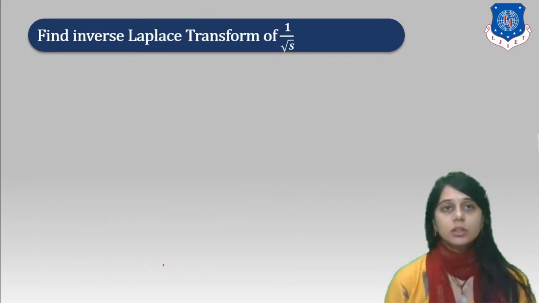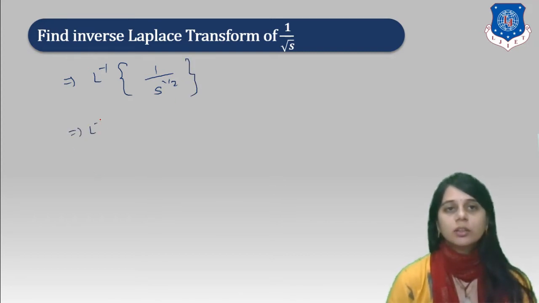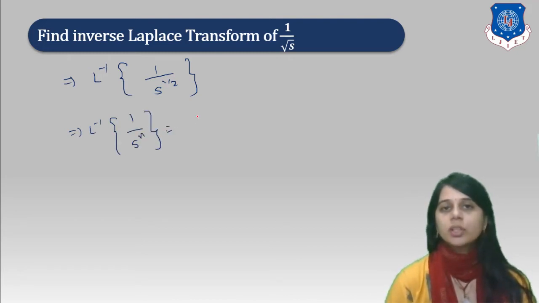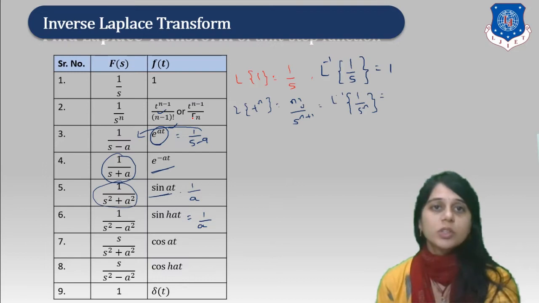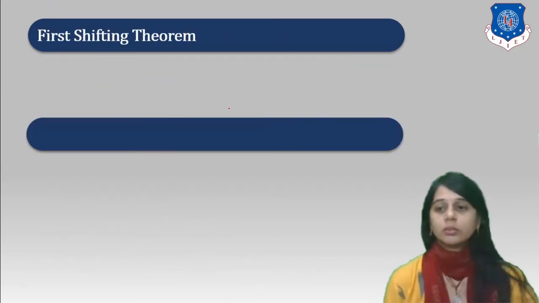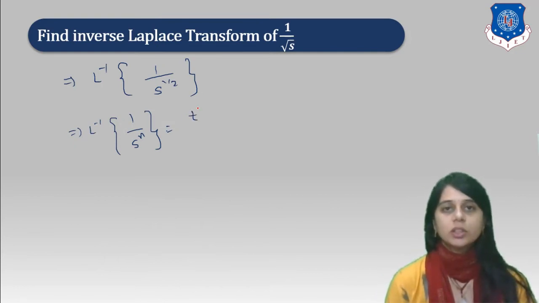Find the Laplace inverse of 1 upon under root s. Now Laplace inverse of 1 upon s raised to 1 by 2. Okay, so what is the formula? It looks like 1 upon s raised to n. We have two types of the formula. One is factorial formation and second one is gamma formation. We are using here gamma formation due to the fractional part. So it is t raised to n minus 1 upon gamma n.